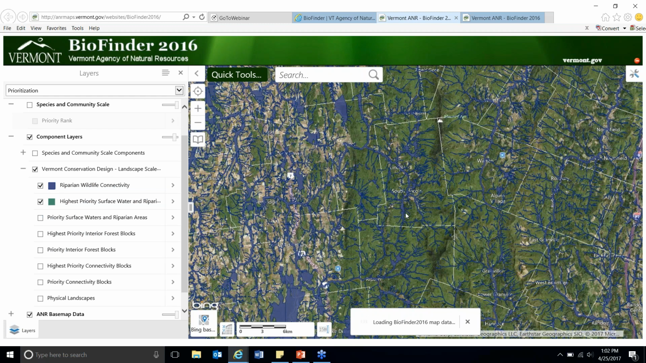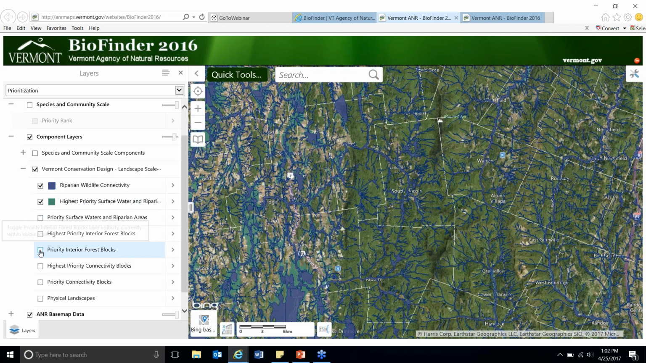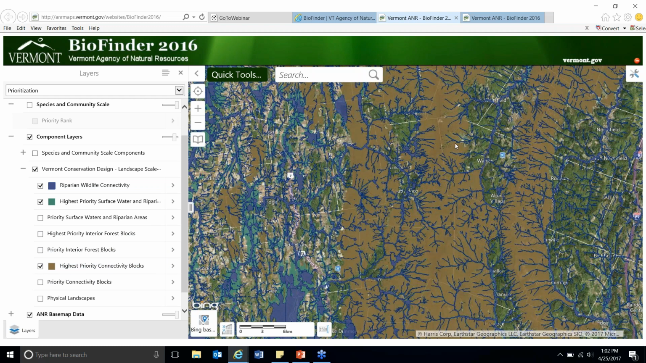So you can turn on individual layers down here as well. A couple of general thoughts to keep in mind. Just like in many mapping programs, a layer appearing down below goes on the bottom. So if I turn on highest priority connectivity blocks, you can see that brown layer appear in the back. And on top of that is the riparian wildlife connectivity.